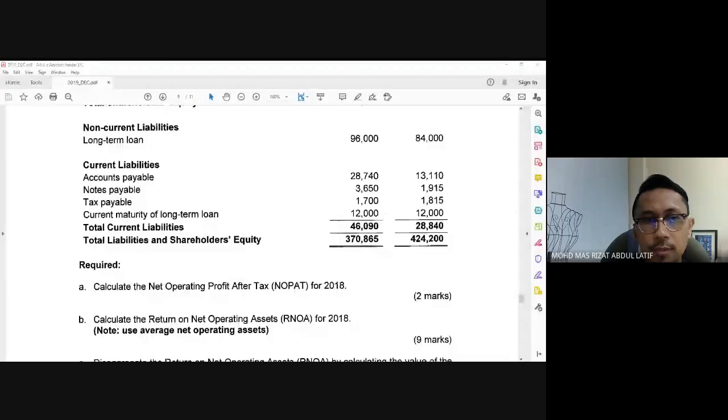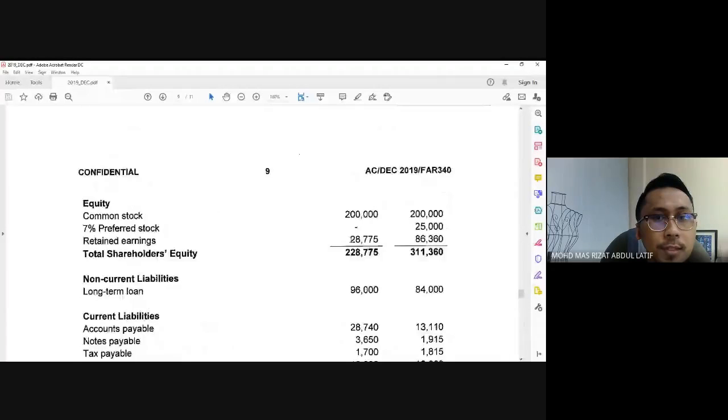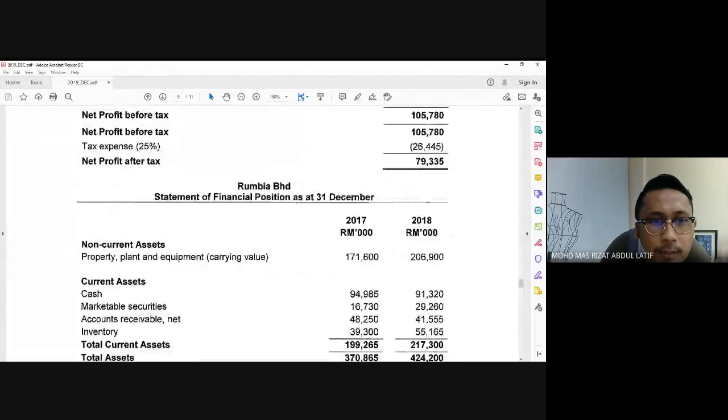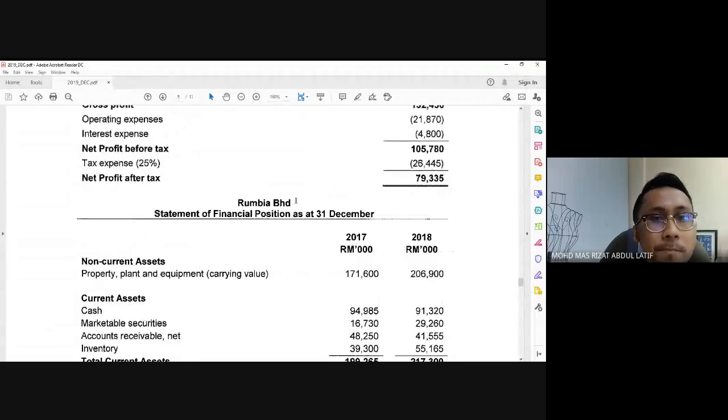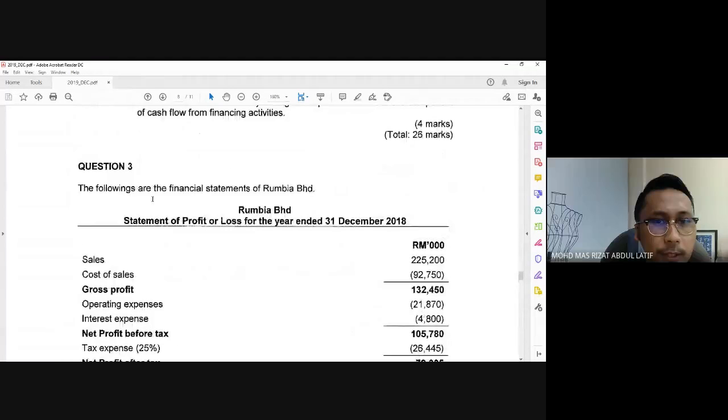Okay, so I share sedikit. Sekejap ya. Okay, so can you see my exam question here? So this is December 2019. Boleh nampak ah? Boleh. Okay, good. So question 3, part B, December 2019.